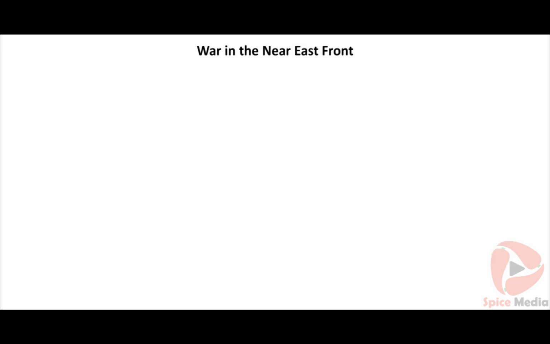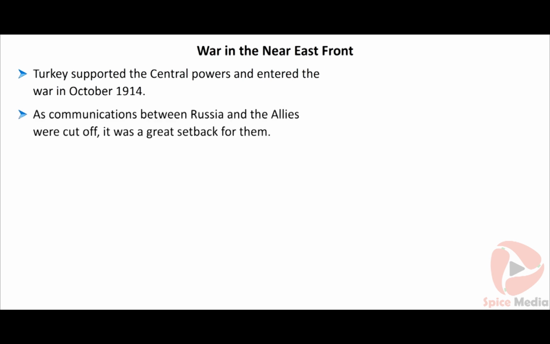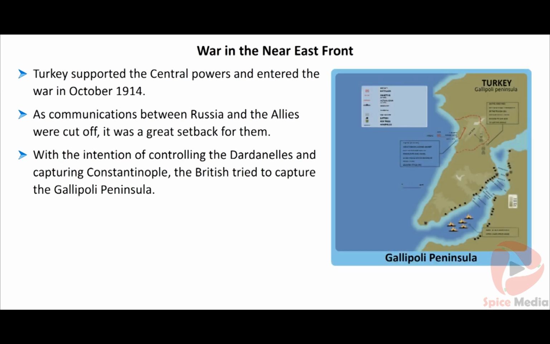War in the Near East Front. Turkey supported the Central Powers and entered the war in October 1914. As communications between Russia and the Allies were cut off, it was a great setback for them. With the intention of controlling the Dardanelles and capturing Constantinople, the British tried to capture the Gallipoli Peninsula. The Dardanelles mission was a total failure.